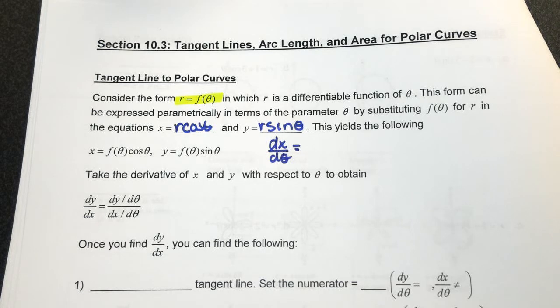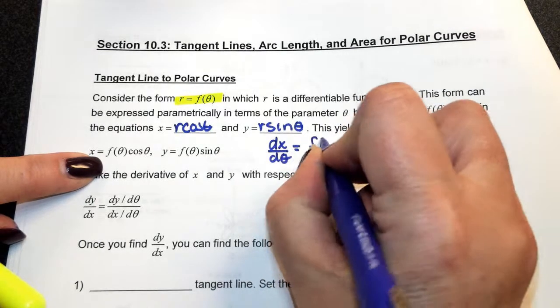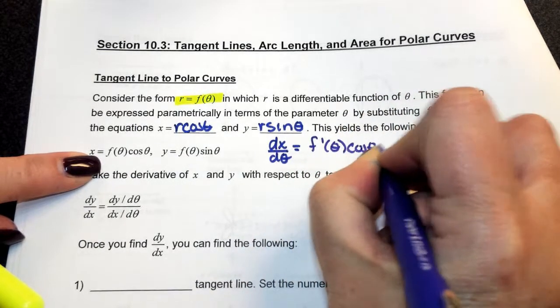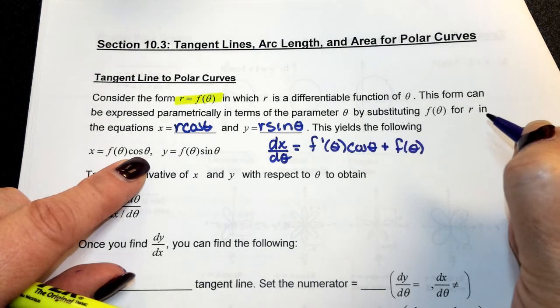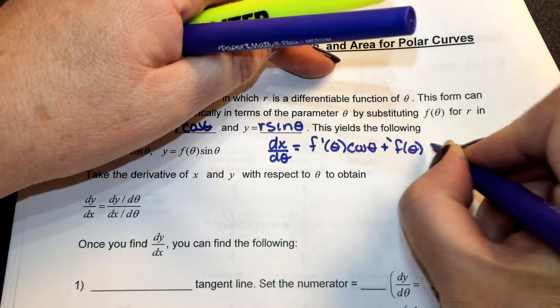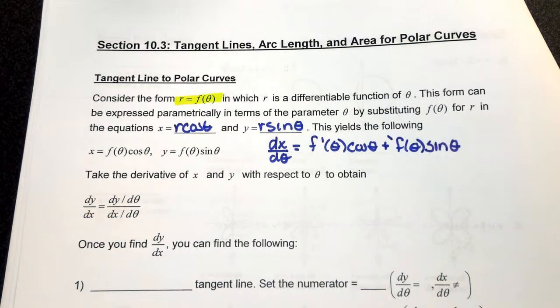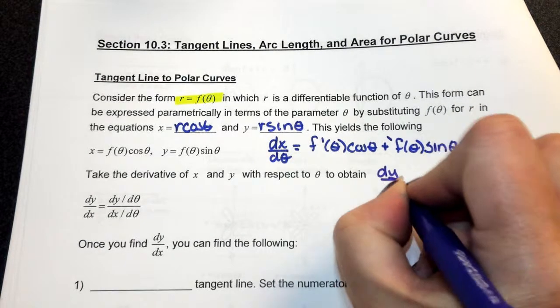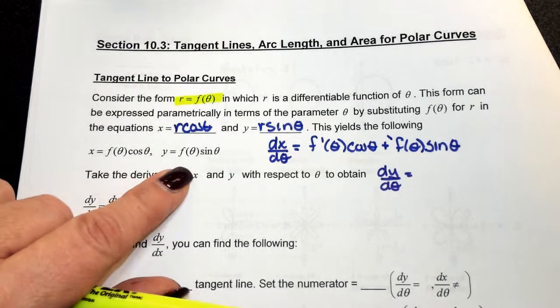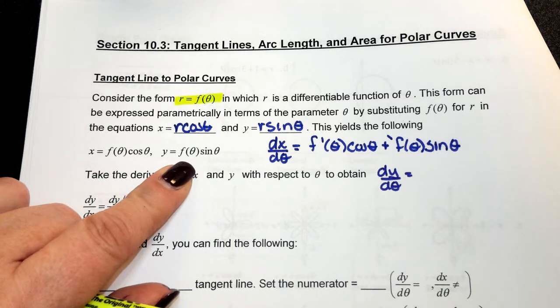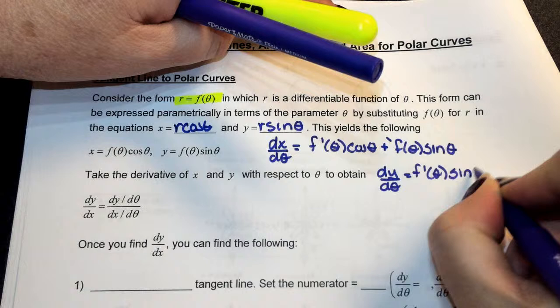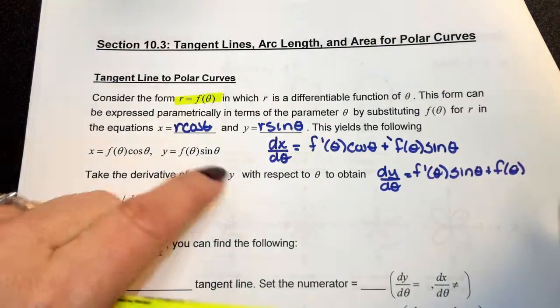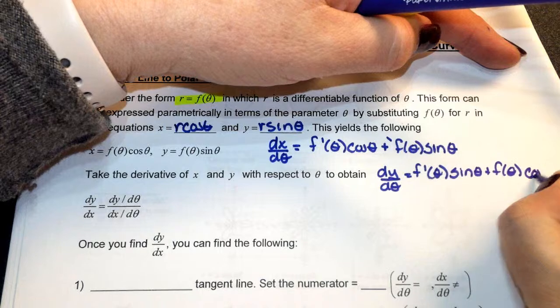So my dx d theta I know is going to be f prime of theta cosine of theta plus f of theta times, what's the derivative of cosine theta? Negative sine theta. So it's going to be minus f of theta sine of theta. So now when I find my dy d theta, again, what rule am I going to have to use? Again, I have to use my product rule. So f prime of theta times sine theta plus f of theta times the derivative of sine theta, which is a cosine theta.